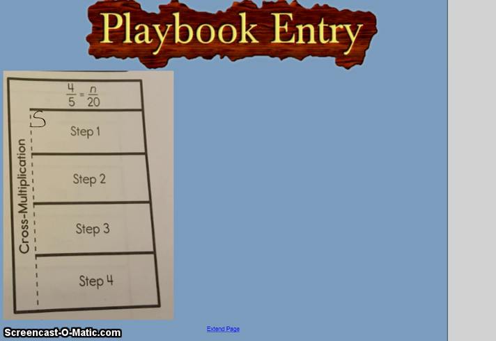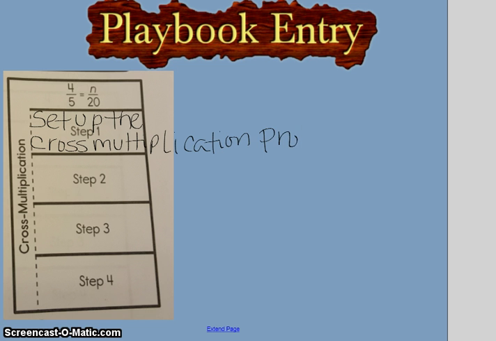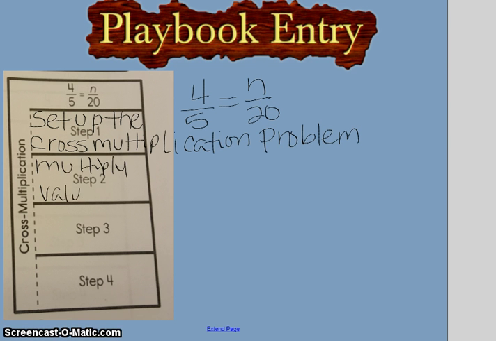So step 1 is to set up the cross multiplication problem. And what that just means is you're going to write the problem like that. Step 2 is to multiply the values diagonal from each other.